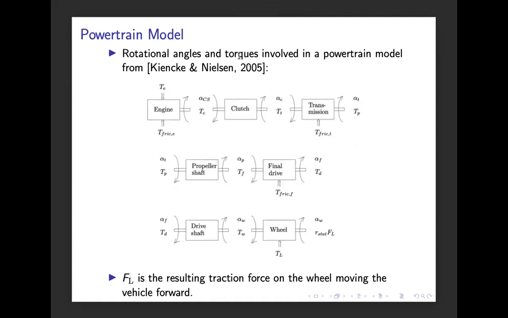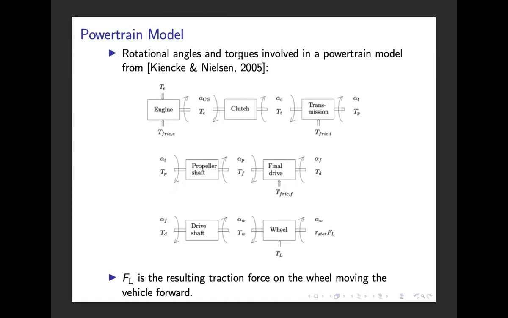So essentially we can make diagrams of this type to describe the model. So we start here with the engine with some torque. And there are, for example, friction effects involved that we need to consider. And then there is a series of, so to say, transmissions and transformations of this torque and corresponding rotational angles until we reach the wheel.